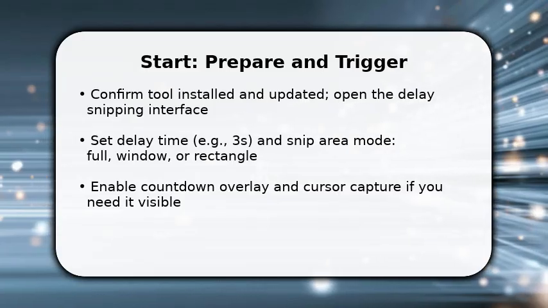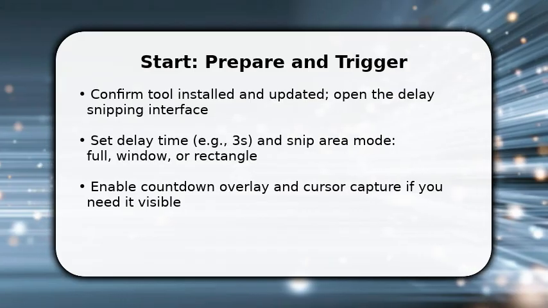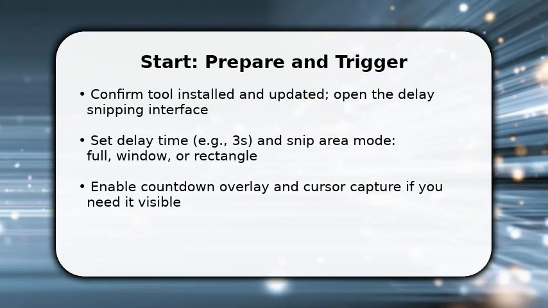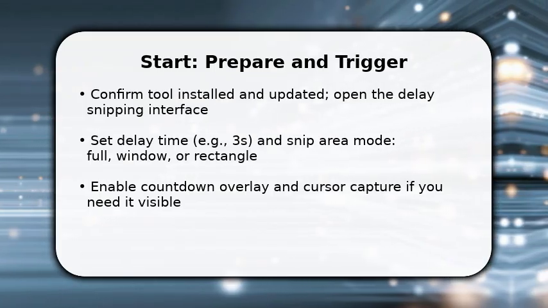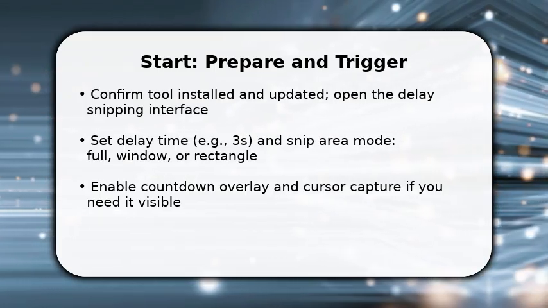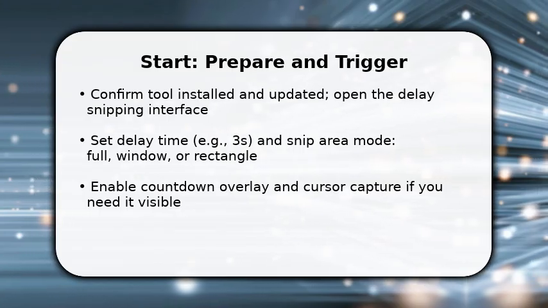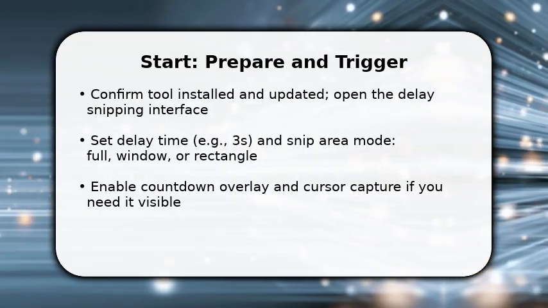You begin by confirming the app is installed and up to date. Open the delay snipping interface and set an initial delay, for example 3 seconds. This buys you time to position windows. Choose snip area mode, full, window, or rectangle, so the tool knows what to capture.